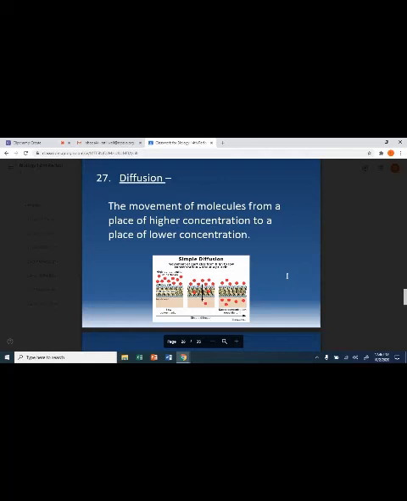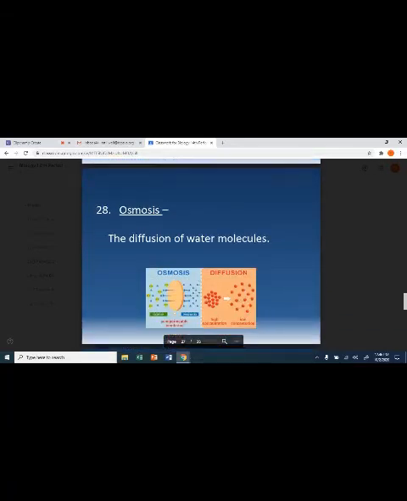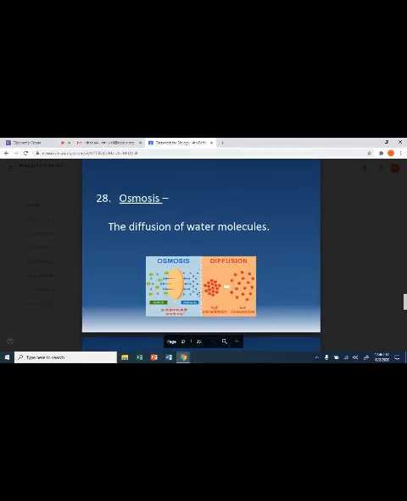Diffusion is the type of passive transport that is the movement of molecules from a place of high concentration to low concentration. And it's going to go straight through the cell membrane through pores. Osmosis. Water is such a special molecule in science that the diffusion of it has its own name. So the diffusion of water is osmosis.